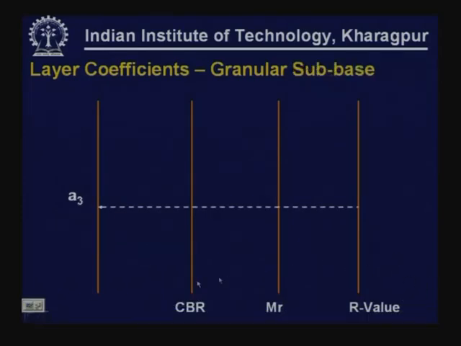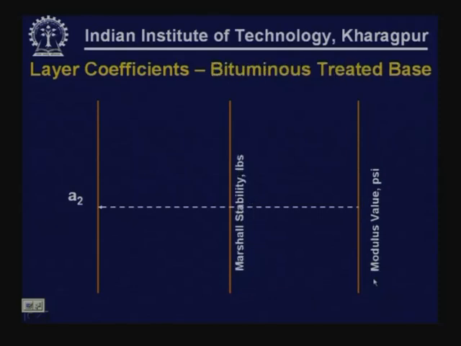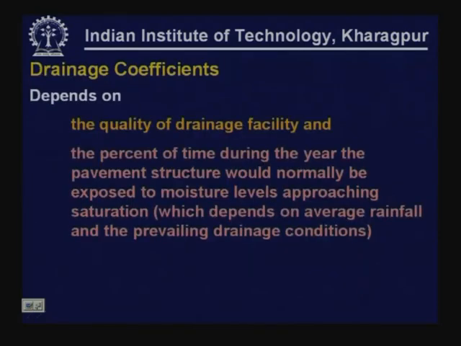This nomograph indicates how one can estimate layer coefficient for granular subbase, again on the basis of CBR, MR and R value. Similarly, layer coefficient estimation can be done on the basis of unconfined compression strength or the modulus value of cement treated base, of bitumen treated base. For bitumen treated base, if we know the Marshall stability, we can estimate A2, or if we know the modulus value, then also we can estimate A2.